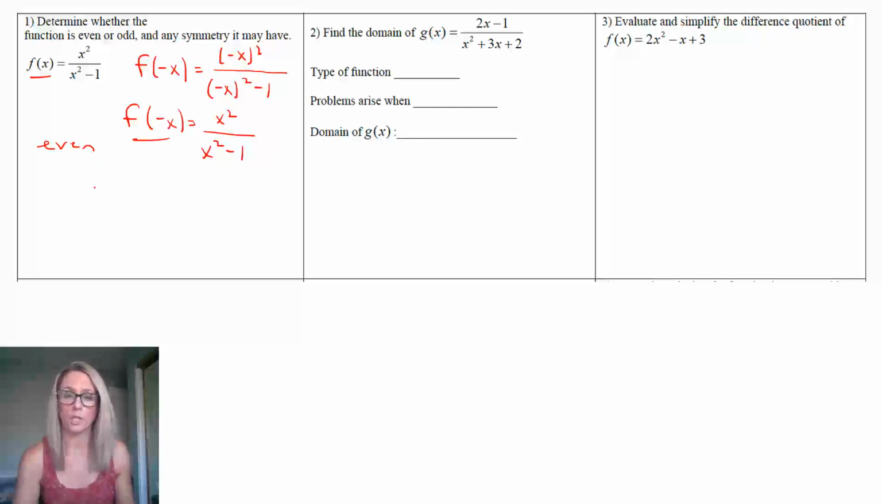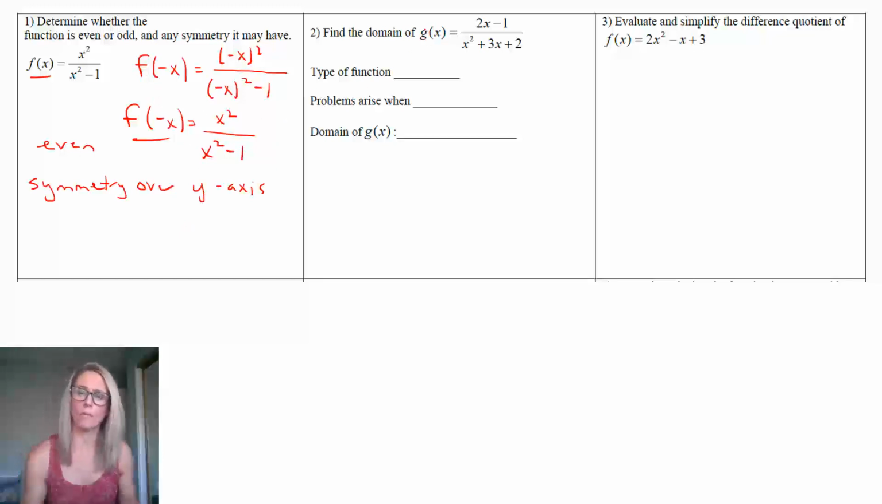And then based on the information that we had from part one, that tells us that there is a symmetry over the y-axis. Okay. Number two is talking about the domain of a function g of x.